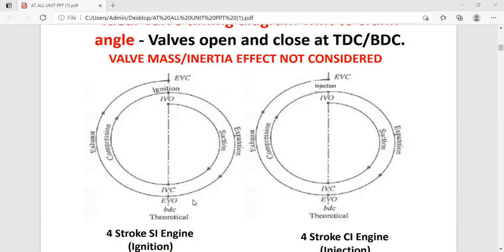Then after that, the compression stroke starts from this point to this point. At this point ignition will be supplied, and after that the expansion stroke will take place from this point to this point, and at this point the exhaust valve opens, and at this point the exhaust valve closes. So this is the ideal diagram. But if you observe the CI engine, in the case of the CI engine you can observe the inlet valve opens at this point and closes at this point. Okay, this is called suction.